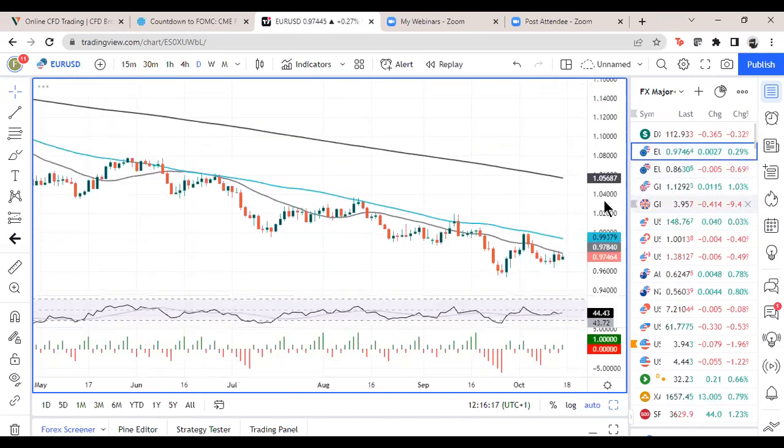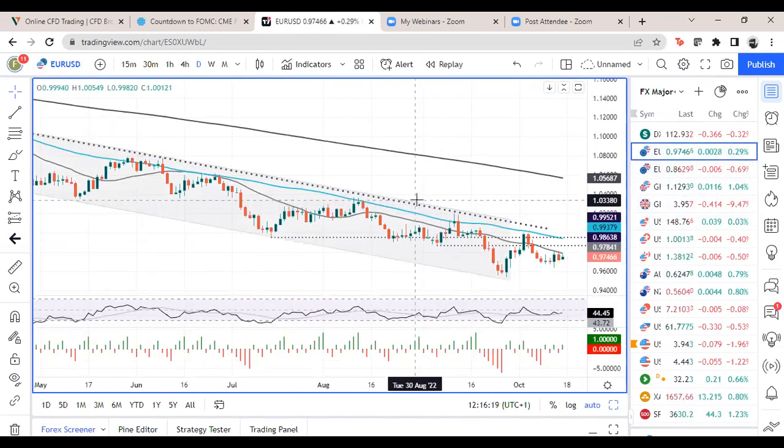Elsewhere, we should just touch on euro dollar. It has been quite quiet. I haven't mentioned euro dollar that much in the last few weeks. Certainly the pound sterling has been grabbing all the attention, and euro dollar slightly impacted by all the noise, but quite quiet, really.